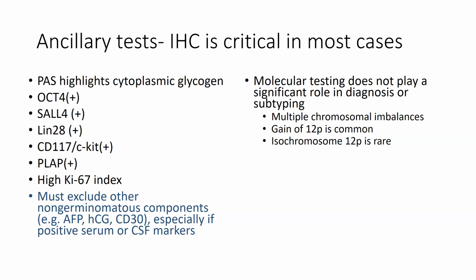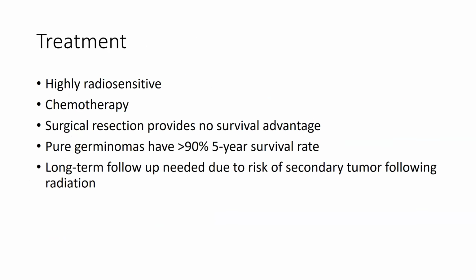For CNS germ cell tumors at this point, unlike the rest of neuropathology, molecular testing does not really play a significant role in the diagnosis or subtyping. These can show multiple chromosomal imbalances, and a gain of 12p is very common. Somewhat different from non-CNS germ cell tumors, isochromosome 12p is quite rare, actually. But the immunoprofile is the same as germinomas, or similar lineage tumors, outside the CNS.